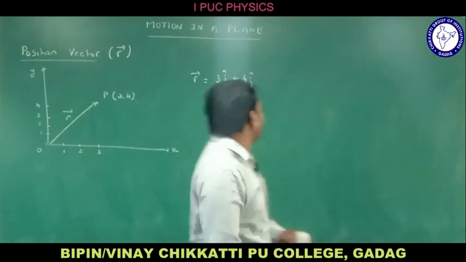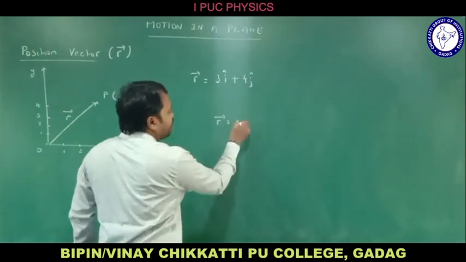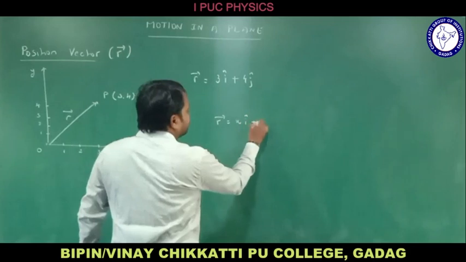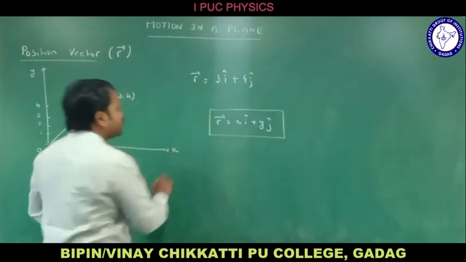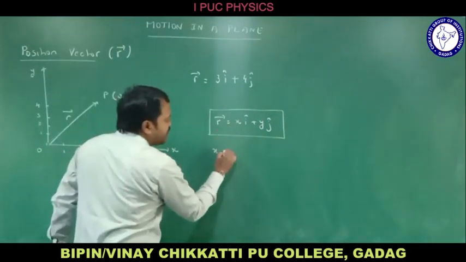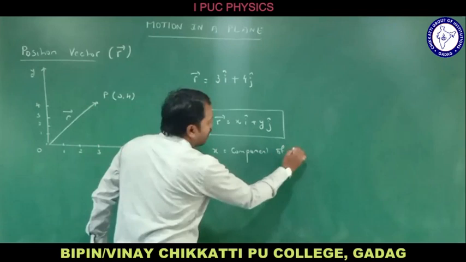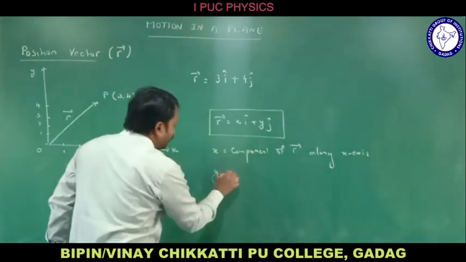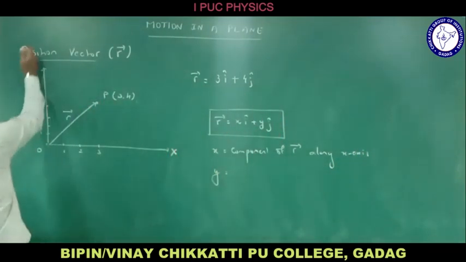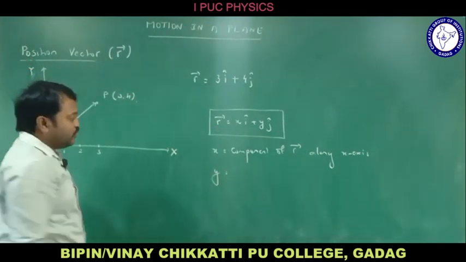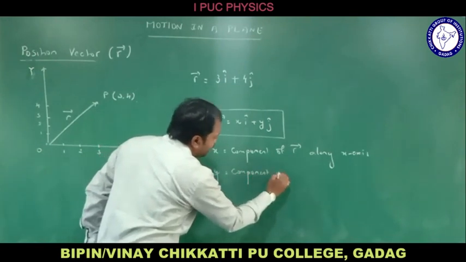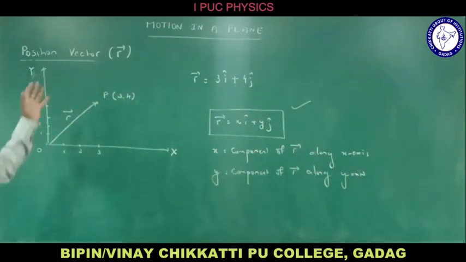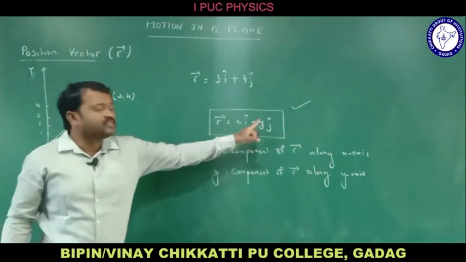In general, we will be writing like this: r vector is equal to, along the x-axis, let me take generally x, so x i cap plus y j cap. This is the general expression for position vector. So what is x here? x is the component of r along the x-axis. Let me take capital X and capital Y, so there will not be any confusion with the small letter. So Y is the component of r along which axis here? Y axis. So this is how we represent the position vector. Do remember that r vector is equal to X i cap plus Y j cap.